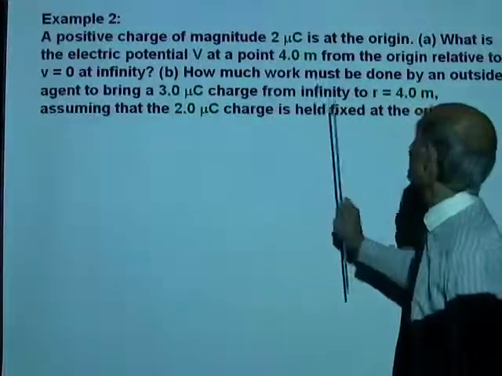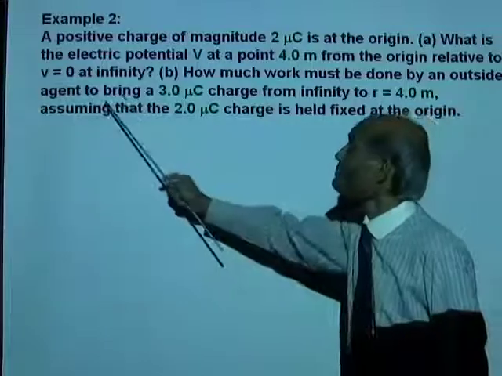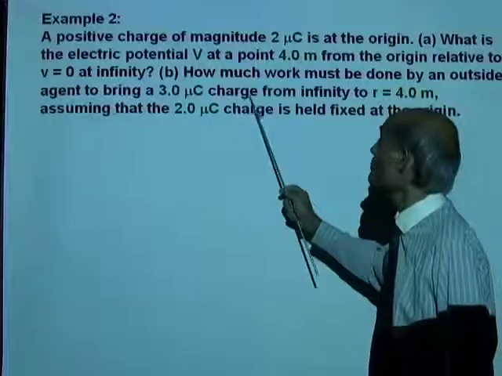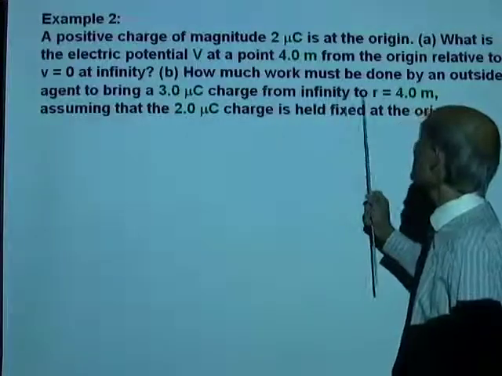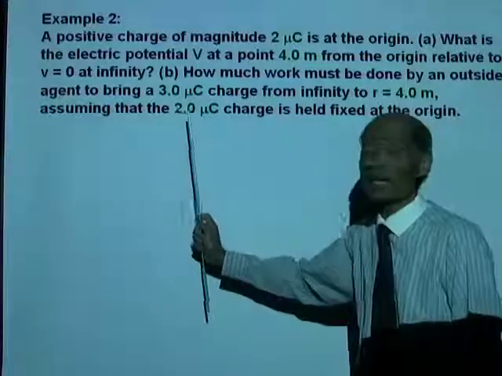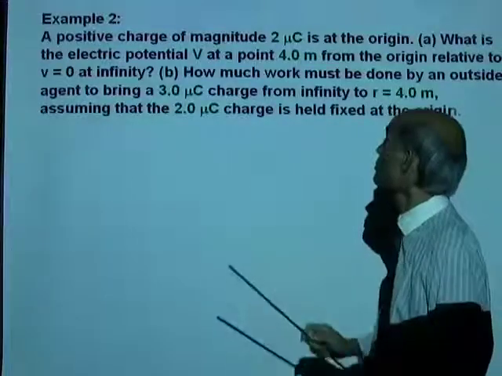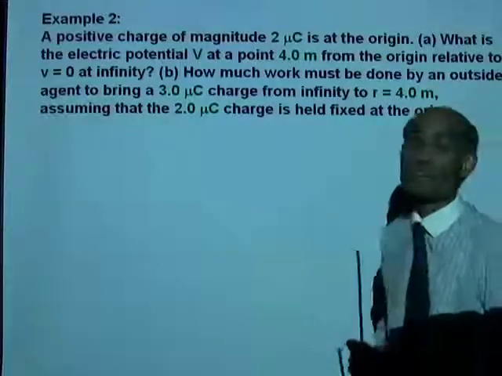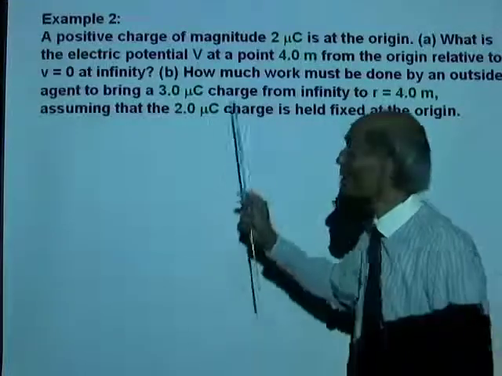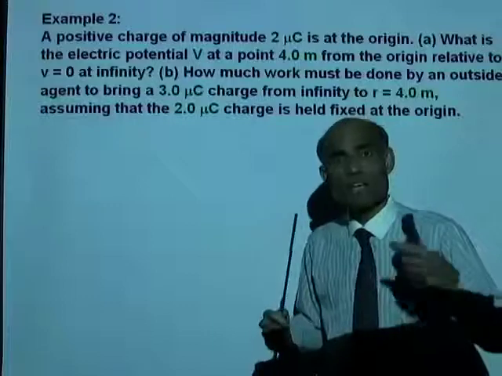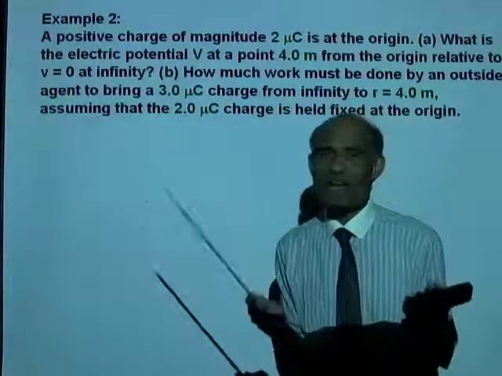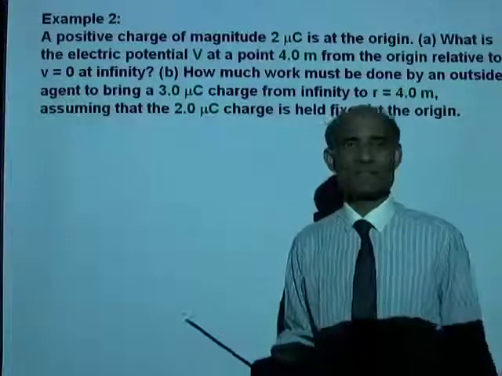How much work must be done by an outside agent to bring 3 microcoulomb of charge from infinity to R equal to 4 meter, assuming that the 2 microcoulomb charge is held fixed at the origin? As I have told you earlier, read the question carefully and see whether you understand it. Well, if you don't understand a question, you cannot do it.